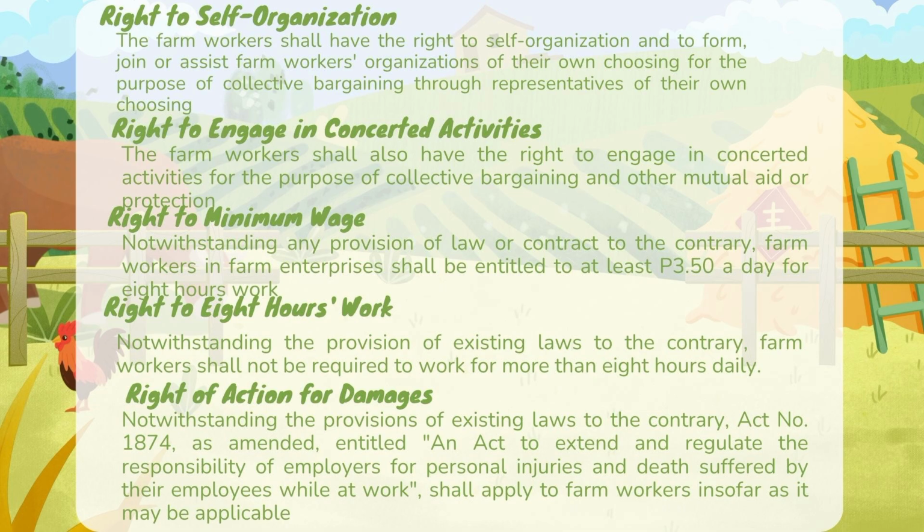Right of action for damages. If a farm worker gets injured or dies while working, the employer is responsible for compensation. The employer must provide help or pay damages just like in other workplaces.